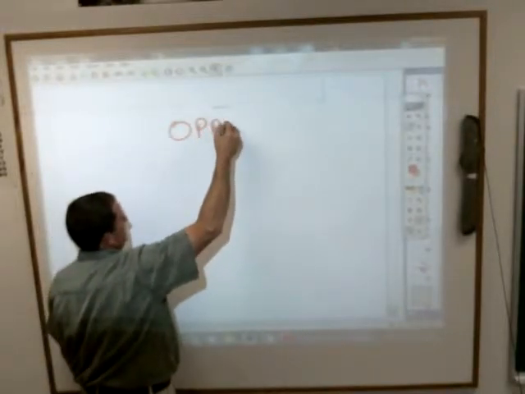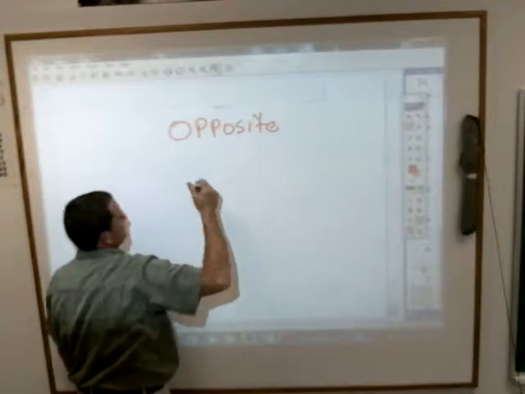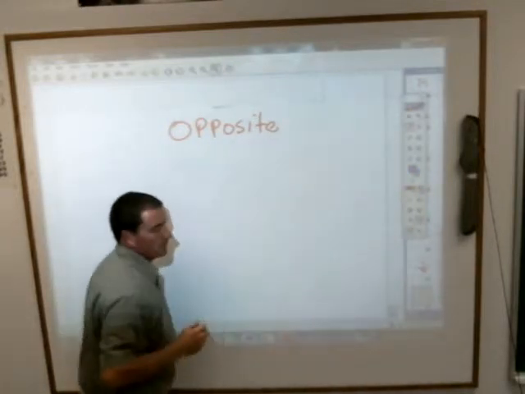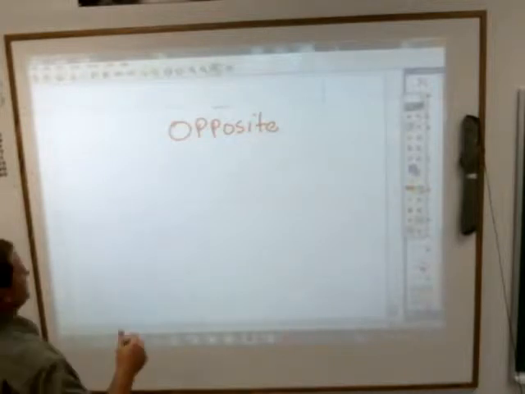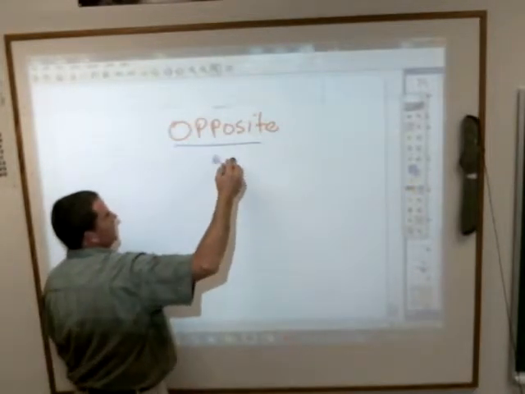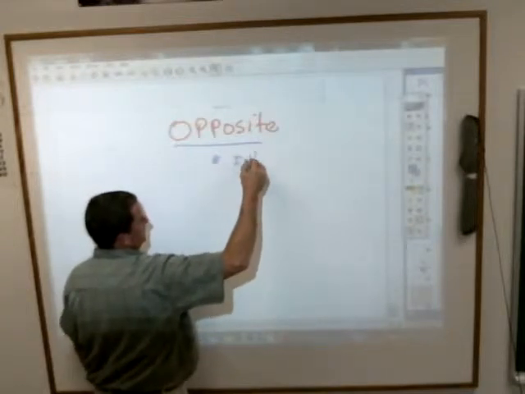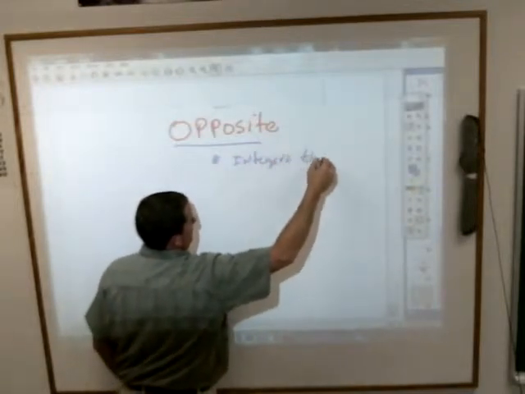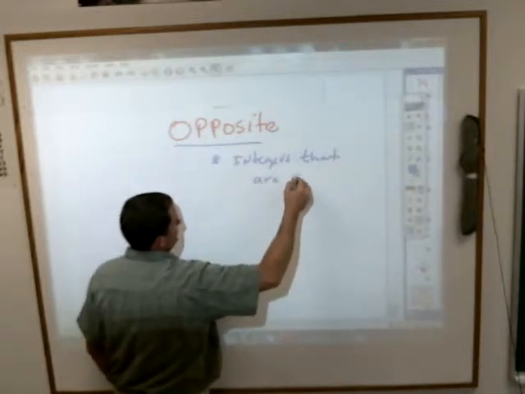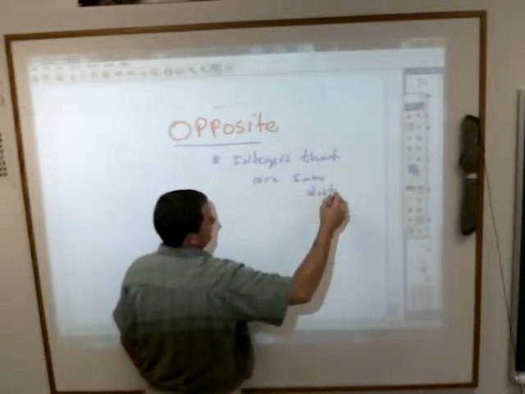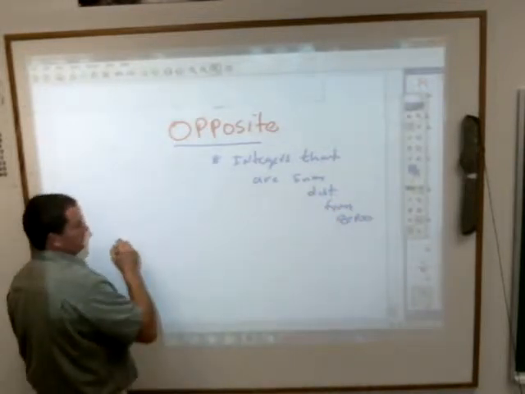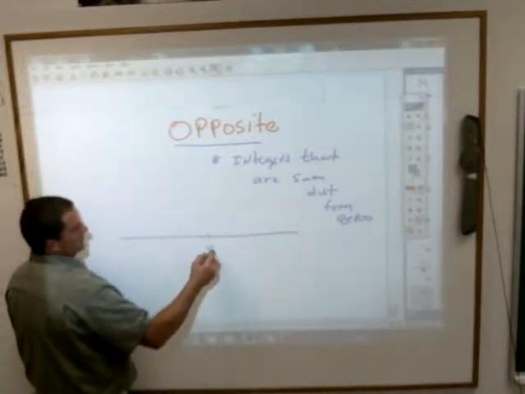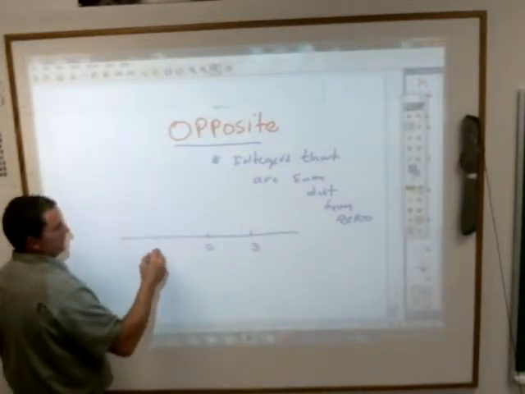Write the word opposite on it. Just so you'll know where to look for the words for when the book asks you opposite. Opposite numbers are the integers that are the same distance from 0. And it's pretty simple if you just look at it. For example, here's my 0, here's my 3, here's my negative 3.